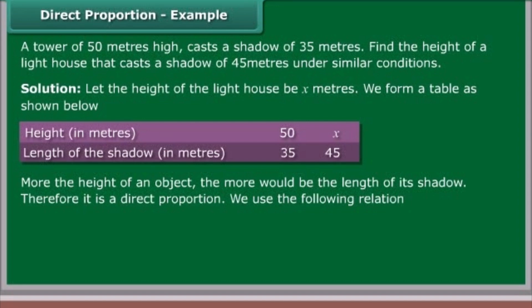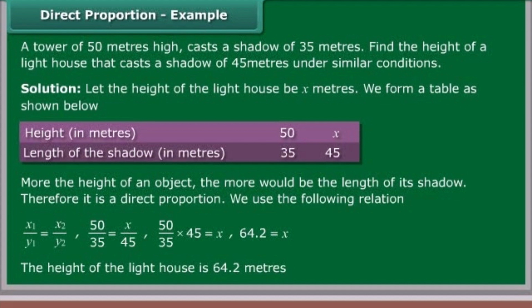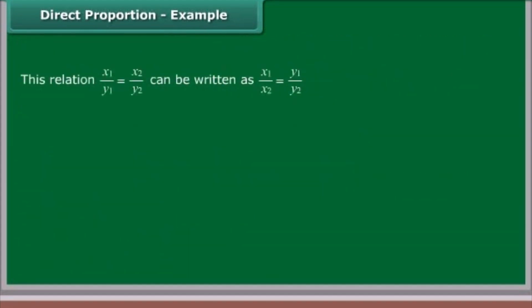We use the following relation. x1 upon y1 is equal to x2 upon y2. 50 upon 35 is equal to x upon 45. 50 upon 35 into 45 equals x. 64.2 is equal to x. The height of the lighthouse is 64.2 meters.